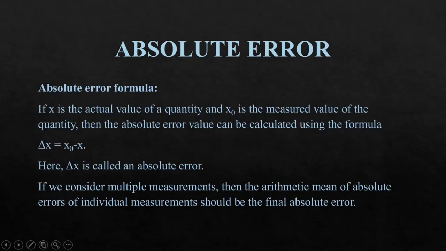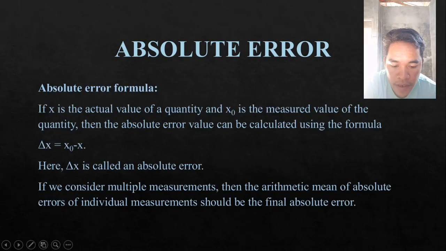Error formula. If x is the actual value of the quantity and x0 is the measured value of the quantity, then the absolute error can be calculated using the formula delta x equals x0 minus x. Here, delta x is called the absolute error. If we consider multiple measurements, then the arithmetic mean of the absolute errors of the individual measurements should be the final absolute error.